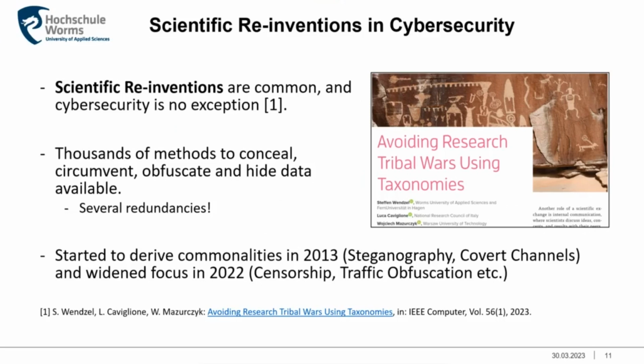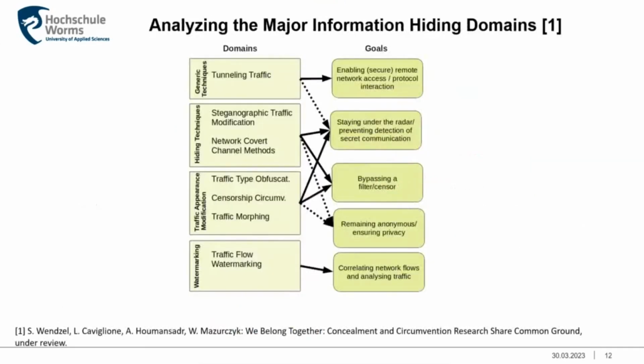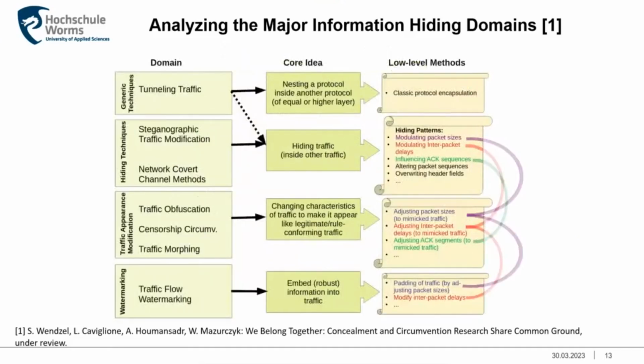Obviously, this can be done for essentially every subdomain of cybersecurity or any scientific domain. And this was more or less inspired by biology, but I will come back to that later. So in the information hiding domains, we have the classical tunneling, stego, network covert channels, obfuscation of traffic, and so on. And if we analyze their goals, then we see they are largely overlapping, and also they are not so much different, especially when it comes to the methodology.